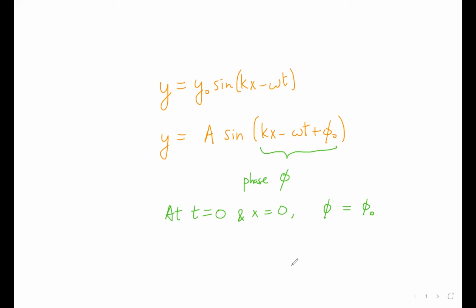We now see why phi naught is called the initial phase, because at t equals 0 and x equals 0, the overall phase becomes equal to phi naught. And remember, phi naught simply says with what condition are we starting? Are we at the origin at t equals 0 with no movement, at maximum amplitude, at minimum amplitude, and so on? Those different possible starting conditions determine what the value of phi naught is.